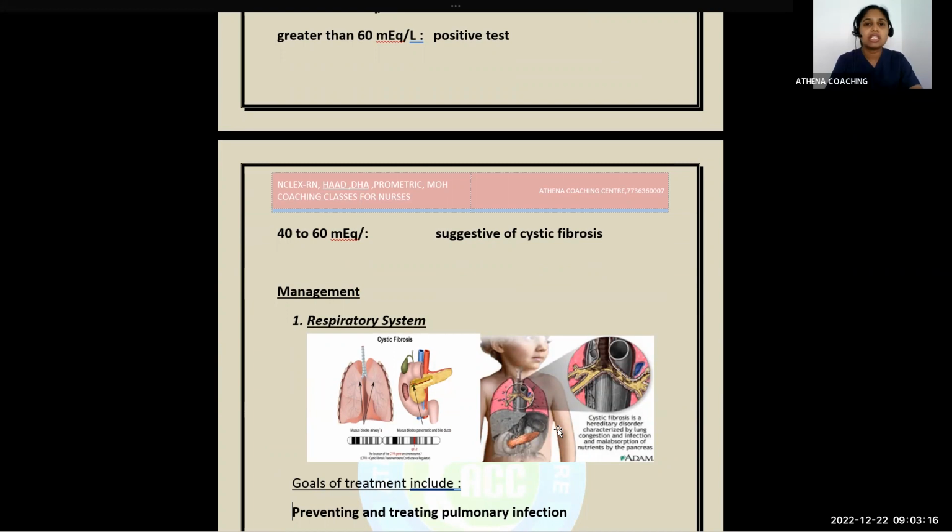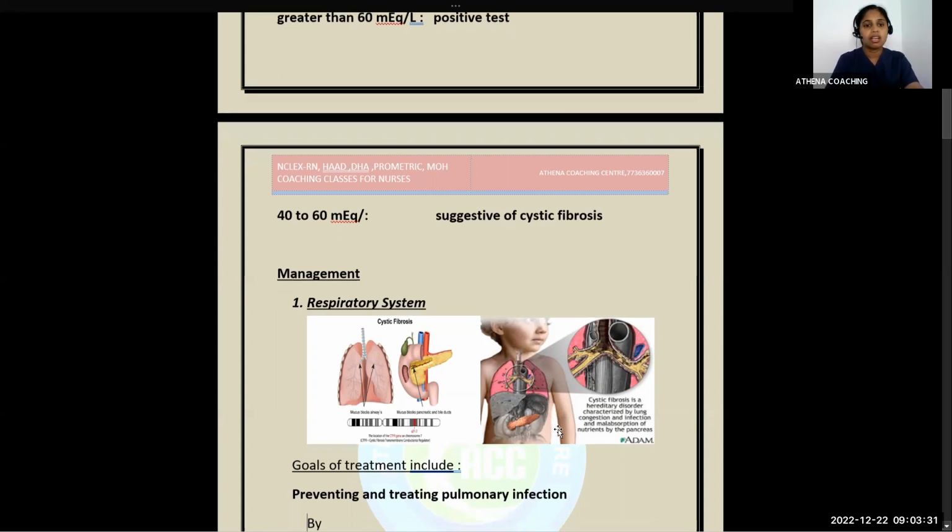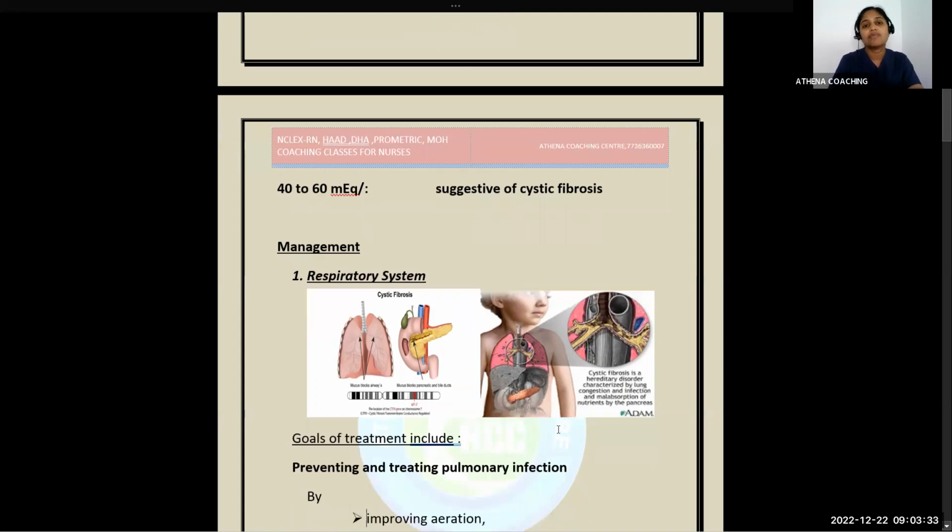Always we need to give more priority to the respiratory system because it is affecting the airway. So first we will discuss the management of the respiratory system. You have to follow the priority order too. Fine. So how do we manage the respiratory system? As we all know, in cystic fibrosis, the respiratory tract is completely plugged or obstructed with the produced secretions.